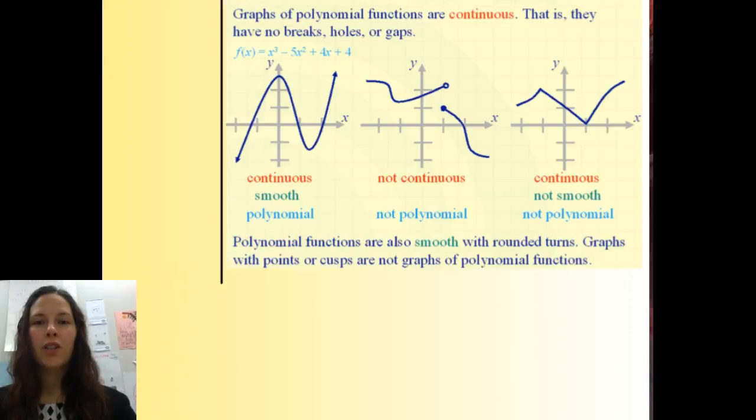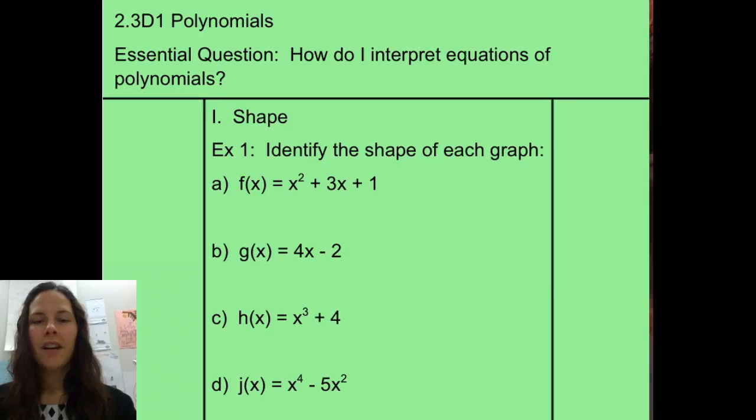Here we have some information about what the graphs of polynomial functions look like. They are continuous, which means you can draw them without lifting your pencil, and they are smooth, so there's no sharp turns like in the absolute value function. Our essential question today, we're going to be looking at interpreting equations of polynomial functions.